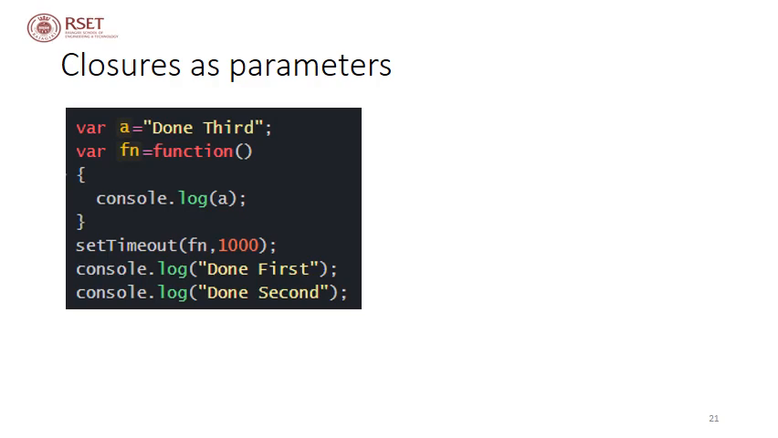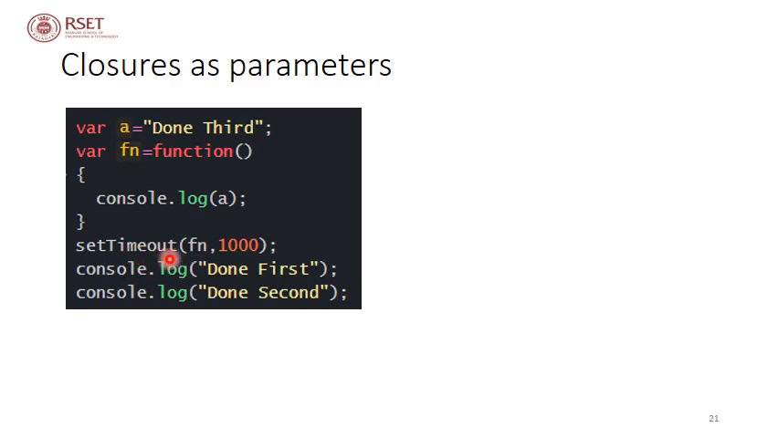Here you can see that we have an example JavaScript code. We have a variable a which is initialized as done third. It is a string. Then we have a function definition, a function called fn, and within the function we are just printing the value of a. This is a simple operation. Then we are calling the function setTimeout. The setTimeout takes two arguments as input. One is a function, and the other is the number of milliseconds after which this function has to be called.